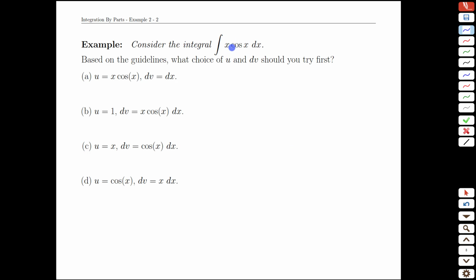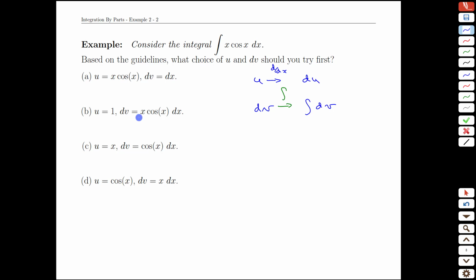Consider the integral of x cos of x with respect to x. Based on those guidelines, what do you think a good choice, again, for a starting point, knowing you might have to go back, what would be a good choice for u and dv? Think about that for a moment, pause the video, and then we'll check in. Okay, so remember that we're going to differentiate the u part to get the du, and the dv we are going to integrate to get the integral of the dv part.